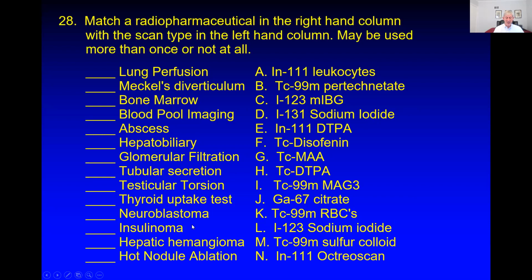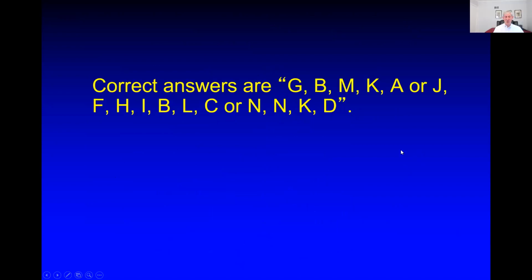MIBG and Octreoscan and insulinoma. N. That's N only. That is a tumor that has somatostatin receptor sites, but it is not a neuroendocrine tumor. That's why MIBG doesn't work for it. Hepatic hemangioma. K. Good, K. That's a red cell scan. And hot nodule ablation. D. Very good. That's the last really long question we have.